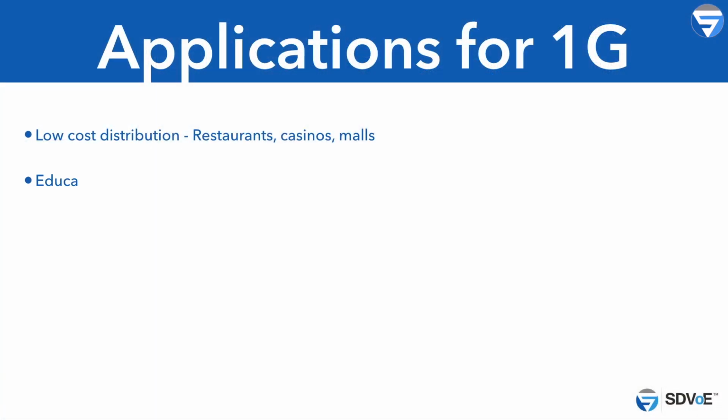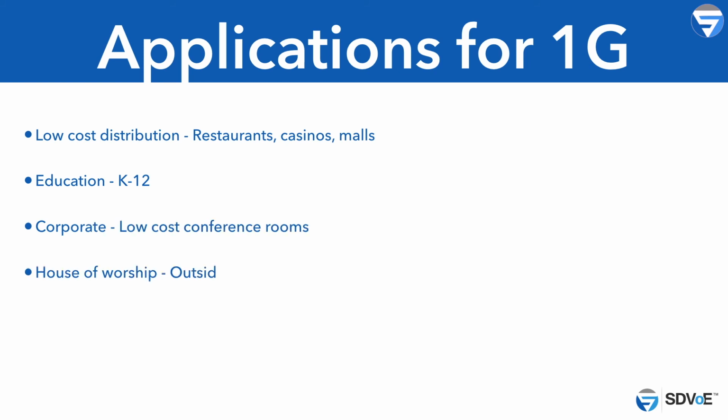Education, K through 12, they don't have much budget. Once again, the low cost implementations of the 1 gig products. Corporate, low cost conference rooms, house of worship, those types of things. When I say the low cost 1 gigs, there are ASIC implementations of the 1 gig products, and those are where we put them into the lower cost. Do they have the same quality as 10 gig? No. Do they look pretty good for the expectation of the application and deliver a very good quality image? Yes, they do, and they're perfectly acceptable.